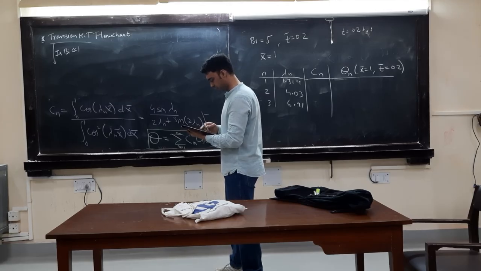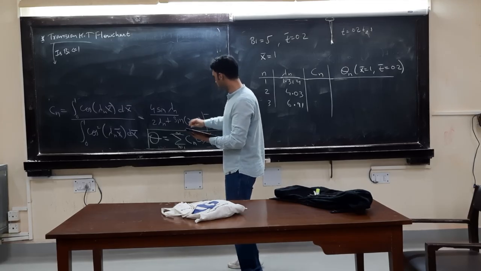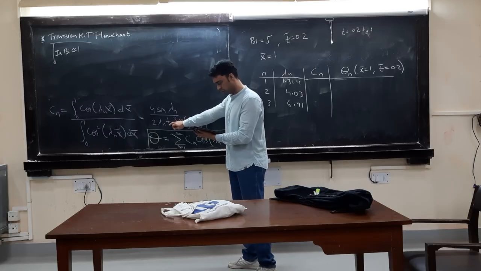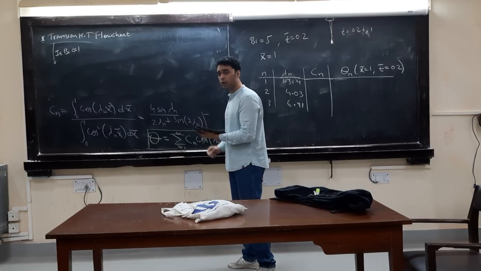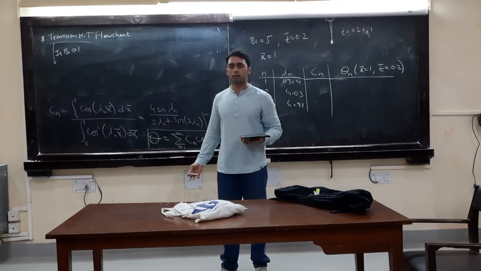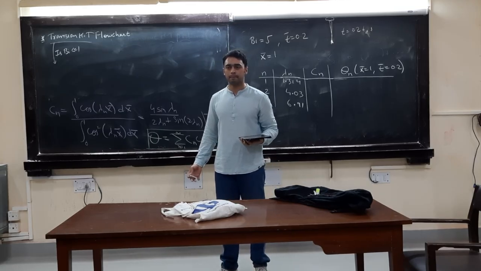It should not be there. 4 sin lambda n plus sin 2 lambda n. We should get 1.24, 1.24 to the power 4. By taking radians we get the radian degree.